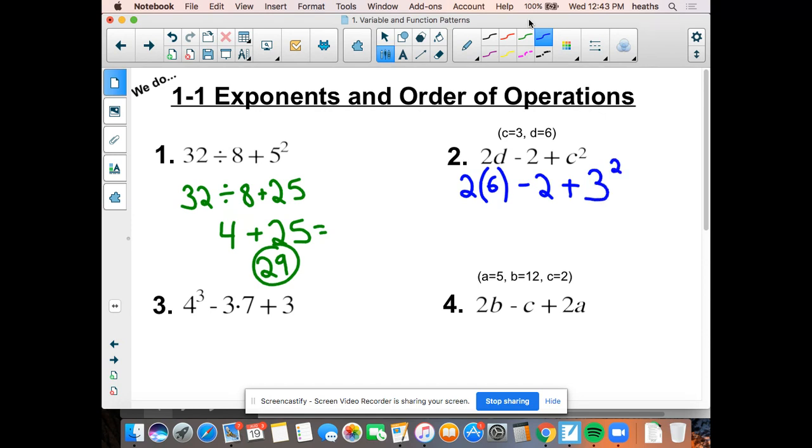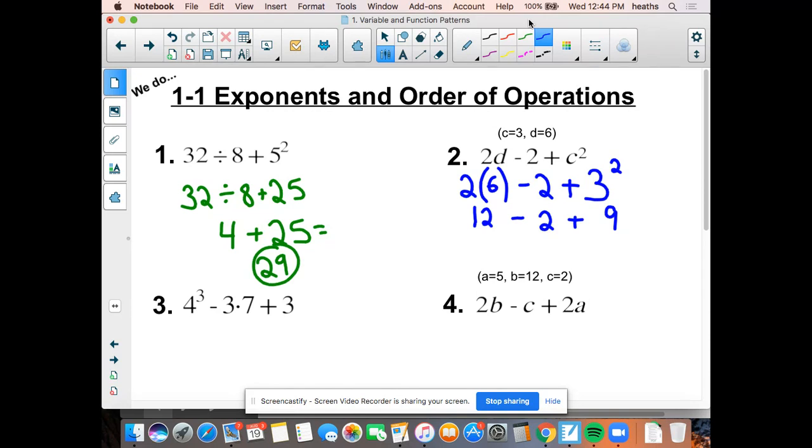Now I actually have parentheses and exponents in this problem now that I've rewritten it. So let's do the parentheses first. 2 times 6 is going to give you 12. And 3 to the second power, remember, does not mean 3 times 2. It means 3 times 3. So 3 times itself, and that's going to be 9. Then I'm going to drop the rest of my problem down. That minus 2 and the plus. Now I have 12 minus 2 plus 9.